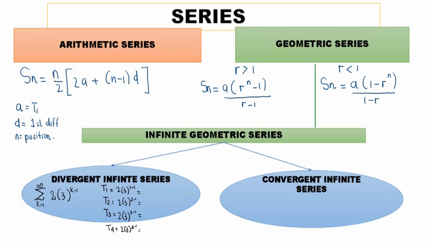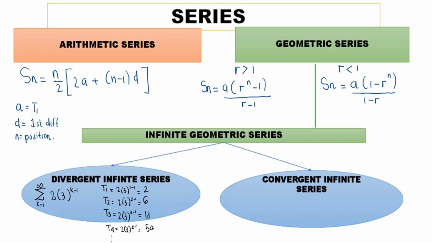So term 1 is going to be 2. Term 2 is going to be 6. Term 3 is going to be 18. And term 4 is going to be 54. And it is important to note that we will go on and on and on. So we're not actually going to stop. We're going to go all the way until T infinity, but that's not practical, so we're not going to do that.